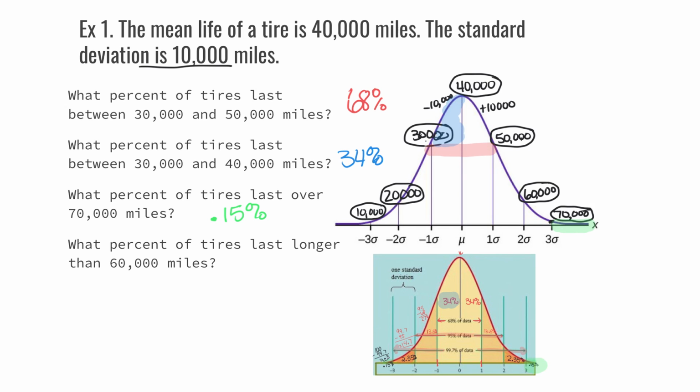And then what percent of tires last longer than 60,000? So 60,000 is here, so it's going to be everything over here. So that's going to be the 0.15, but it's also the 2.35. So if I add those together, that comes out to be 2.5%.